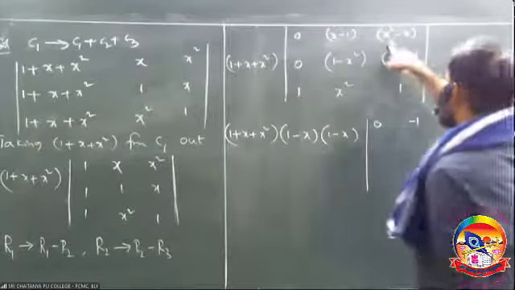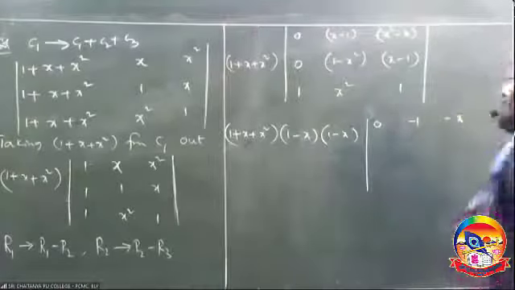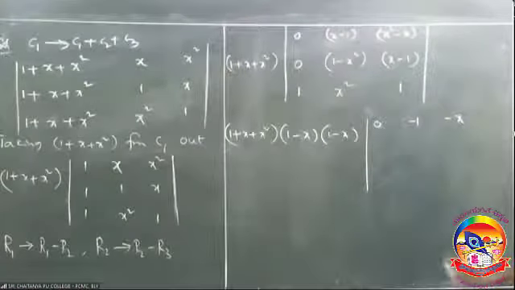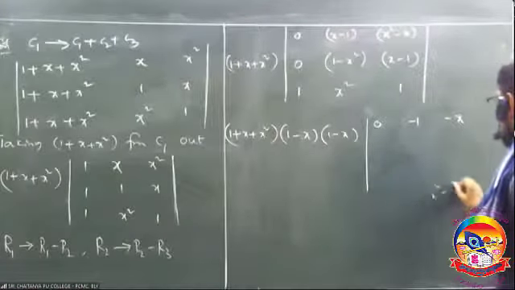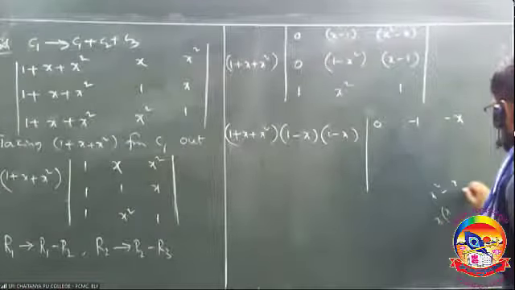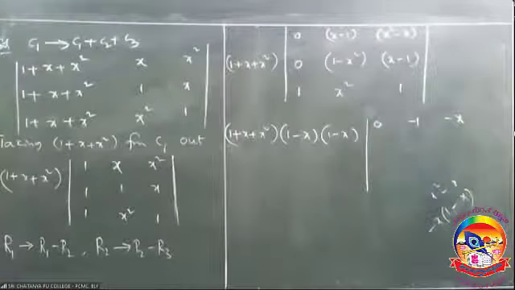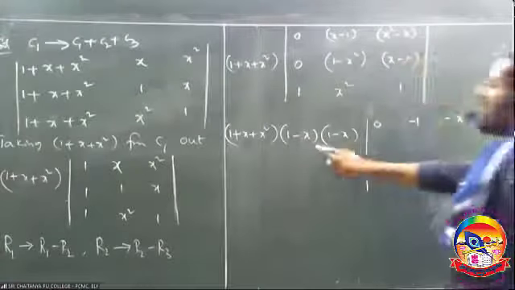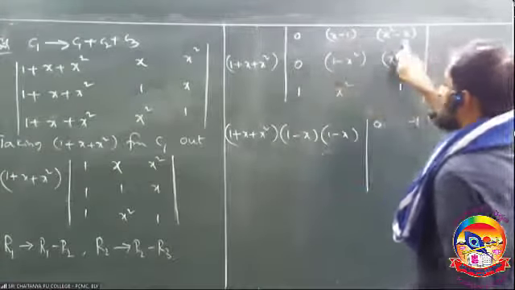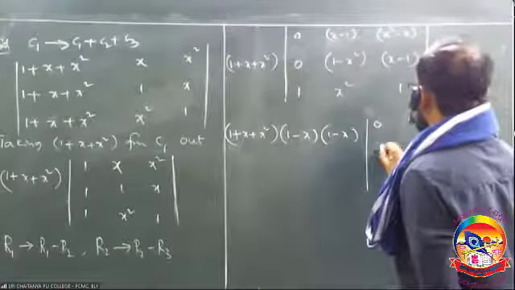Now this becomes, if I take minus x common, it is minus x. Observe this one. X square minus x can be written as, if I take x, it becomes x minus 1. If I take minus x, it becomes 1 minus x, right? So I took 1 minus x outside and I took 1 minus x from the first row. Again 1 minus x from the second row, 0.